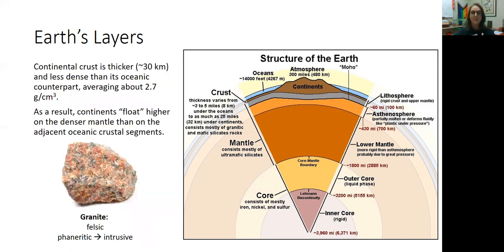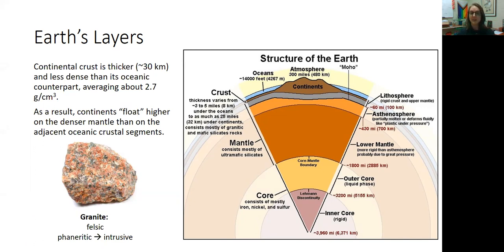Now the continents are much, much thicker. That crust is about 30 kilometers thick, but they are less dense than their oceanic counterpart, averaging only about 2.7 grams per cubic centimeter. This allows them to float higher on the dense mantle. And when I say float, I don't mean like float on a liquid, because remember the mantle is a solid, but it flows plastically. So you can kind of think of the crust as floating on the mantle.